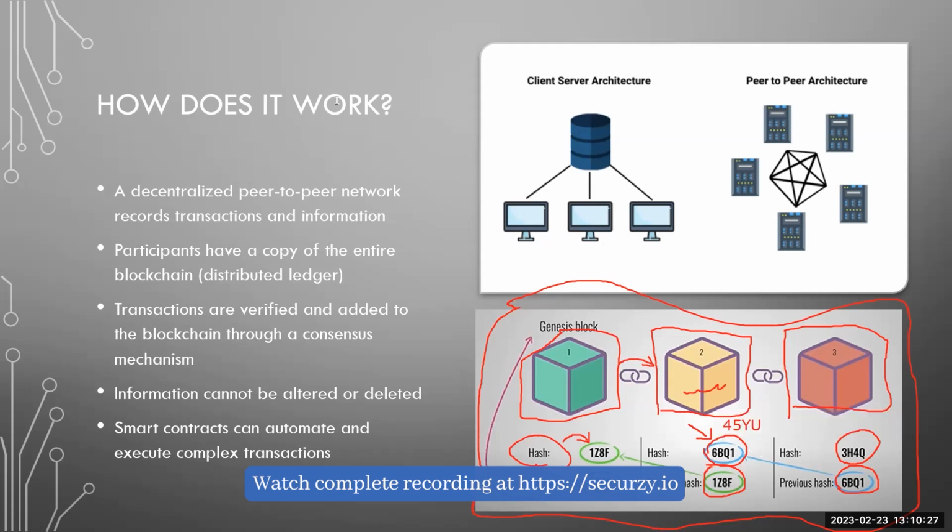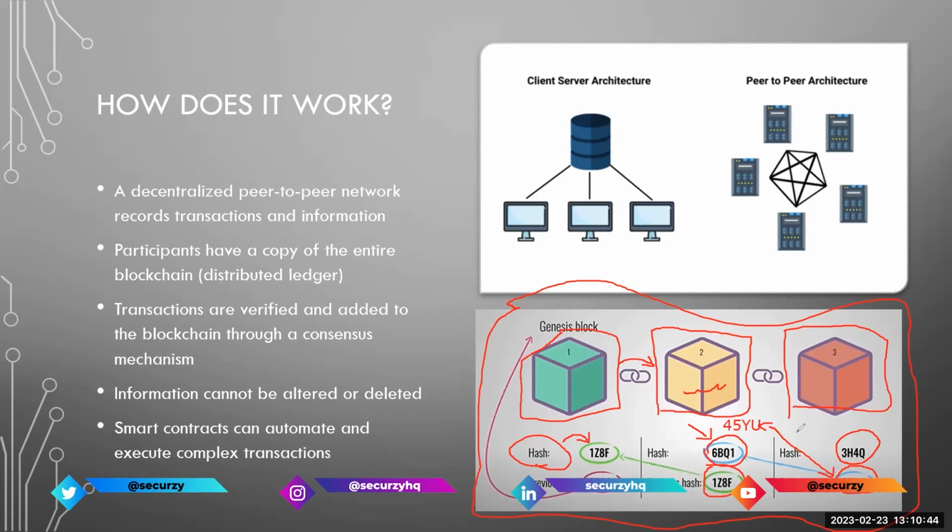Now, if we look at block number 3, it will tell us that the previous hash, the hash of block number 2, should be 6BQ1. It will say, there's something wrong here. Somebody tried to change information. So once somebody tries to change information, we will reject this transaction.